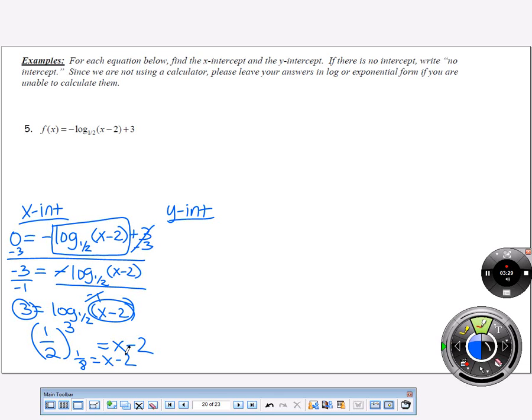And then my final step to figure out what x would be is to add 2 to both sides. And then I get that x is equal to 2 1/8, okay? You can write it in a different format if you want. So that means my x-intercept is 2 1/8 is the x-coordinate when 0 is the y-coordinate. That's what I just figured out, okay?